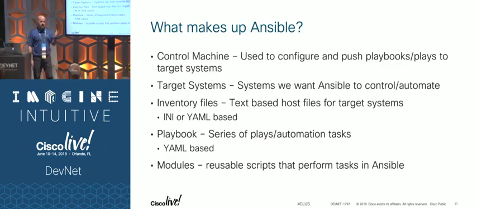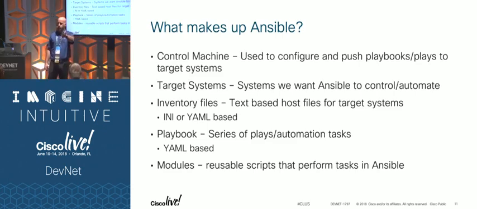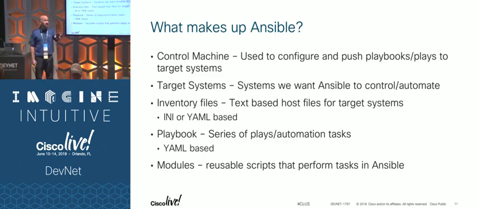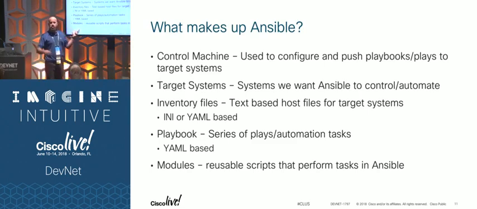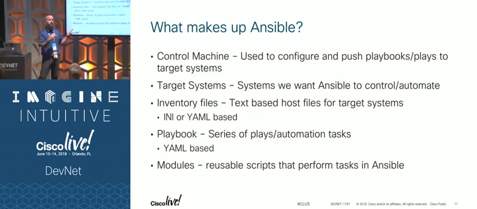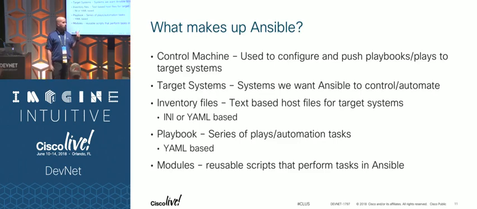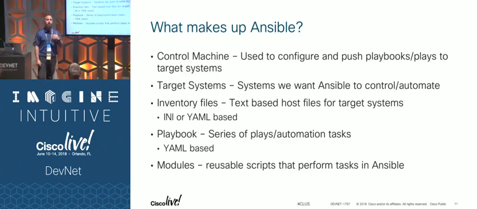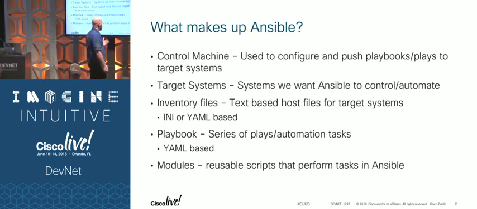Inventory files, they're just text-based files to tell Ansible what those target systems are that we want to push those policies and configuration and plays out to. They can come in INI and YAML. So YAML is going to be a recurring theme, and it really is what makes Ansible very, very easy to use and configure. Playbooks are just a series of plays or automation tasks that we want to perform on the target systems, also YAML-based as well. And then modules are just reusable scripts that we want to perform the tasks on those target systems in Ansible.